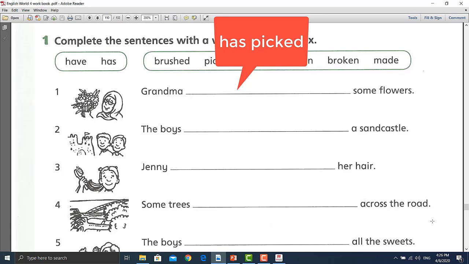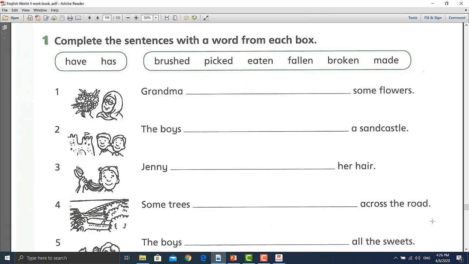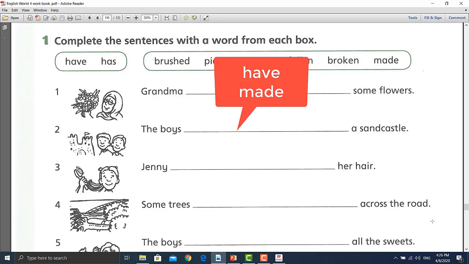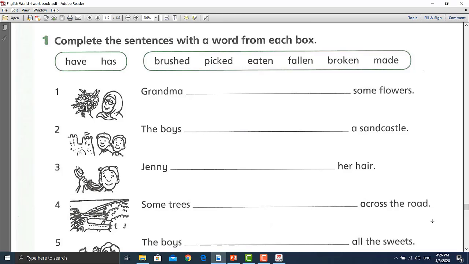Number 2, the boys, has or have? Very good, have. The boys have made a sand castle. The boys have made a sand castle. What tense is it? This is present perfect. We use the present perfect to talk about something that happened recently.